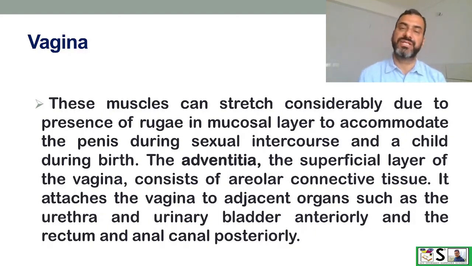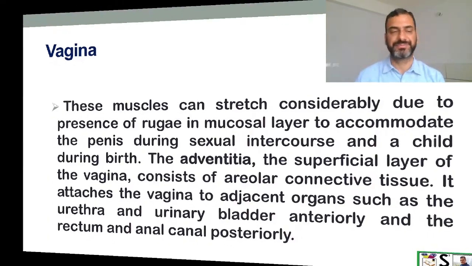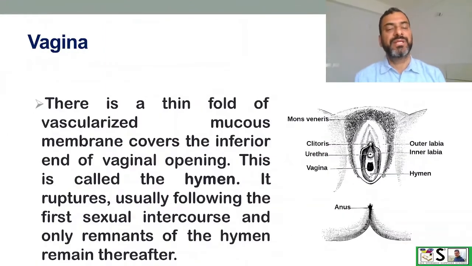It attaches the vagina to the adjacent structures such as the urethra and urinary bladder anteriorly, and the rectum and anal canal posteriorly. There is a thin fold of vascularized mucous membrane that covers the inferior end of the vaginal opening, and this is known as the hymen. It ruptures usually following the first sexual intercourse, and only remnants of the hymen remain thereafter.